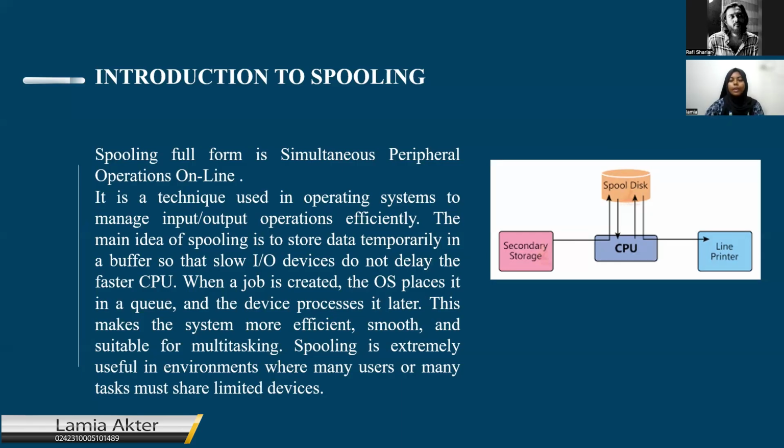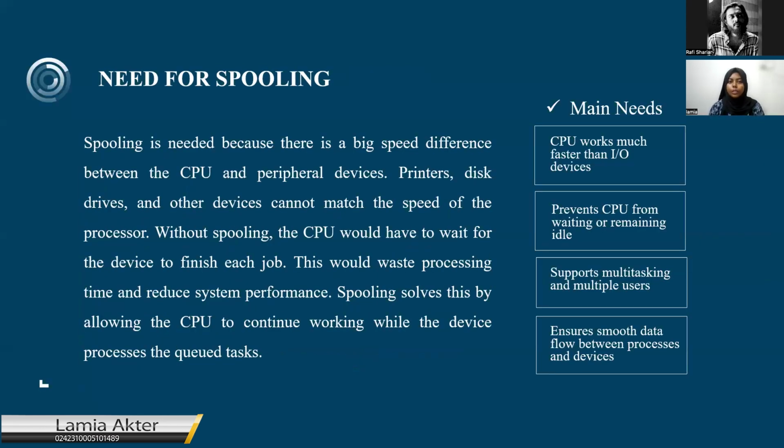After that, we must know why we need spooling. Spooling is needed because there is a big speed difference between the CPU and peripheral devices. Printers, disk drives, and other devices cannot match the speed of the processor. Without spooling, the CPU would have to wait for the device to finish its job. This would waste processing time and reduce system performance. Spooling solves this by allowing the CPU to continue working while the device processes the queued task.